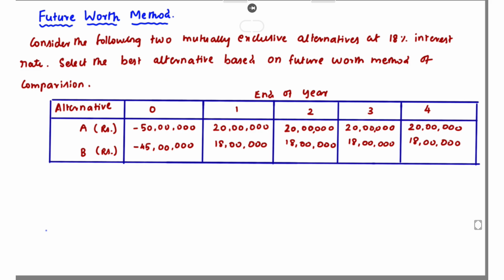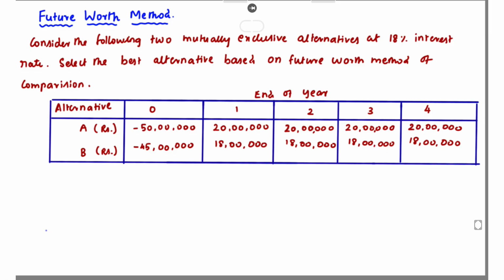In this future worth method, we have two approaches. One is the revenue dominated approach, and the next is the cost dominated approach. The revenue dominated approach is mainly based on how much revenue will come from the investment, and cost dominated is how much amount we can spend for the particular investment.